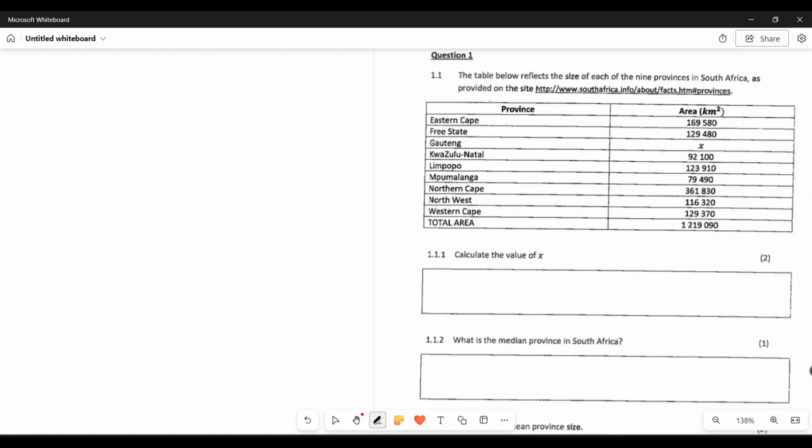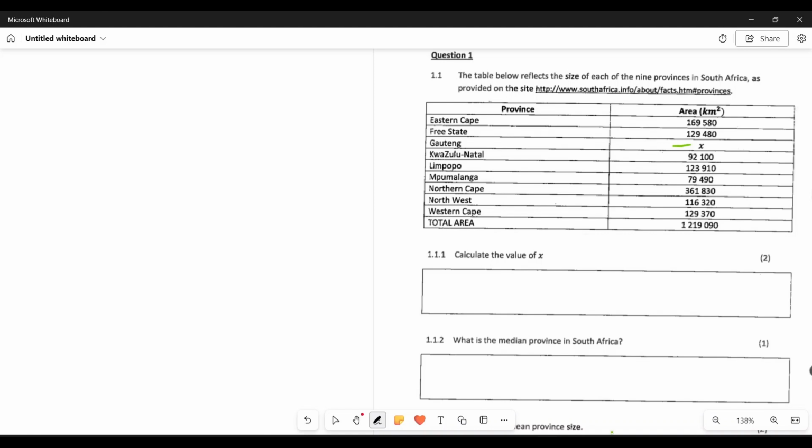So now in this video, we're going to be looking into a previous question paper, and to be specific, we're going to be doing a statistics previous question. Here we are given a table which reflects the sizes of each of the 9 provinces in South Africa. These are the provinces we are given, and the first question wants us to calculate the value of X, which is this X value right over here.